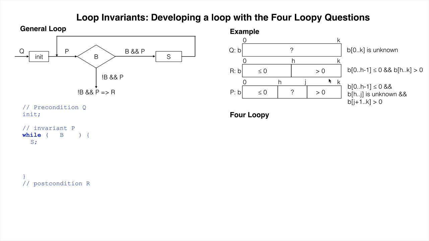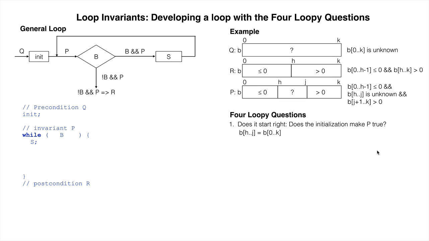Now let's answer the for loopy questions. The first question is, does the algorithm start right? We want to show that the initialization makes the invariant P true. In other words, does the execution of the initialization with Q true terminate with P true? We need to figure out what the initialization should be. Our goal is to find the initial values for variables h and j. Another way to think about this is that we want to make the diagram for P look like the diagram for Q.